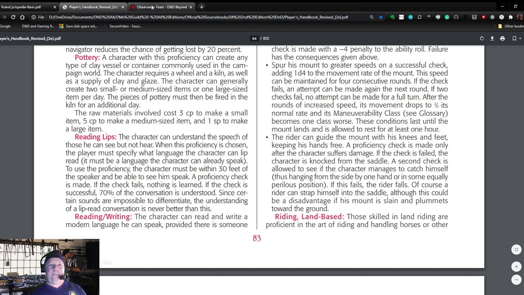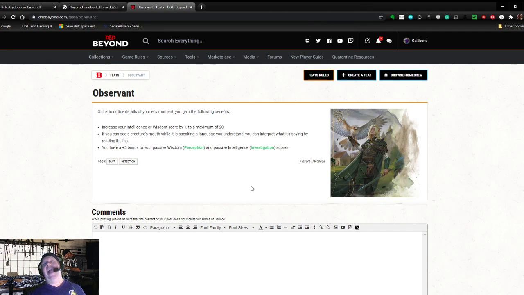Okay. Interesting. And then finally, 5th edition, the Observant feat. Quick to notice details of your environment, you gain the following benefits. You increase your Intelligence or Wisdom score by 1, to a maximum of 20. If you can see a creature's mouth while it's speaking a language you understand, you can interpret what it's saying by reading its lips. And you have a +5 bonus to your passive Wisdom (Perception) and passive Intelligence (Investigation) checks. So, yeah, that's pretty good.